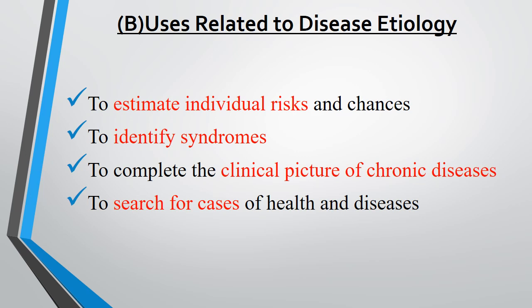Then second is uses related to disease etiology. What are all the uses related to disease causes, disease etiology? First one is to estimate the individual risk and chances. We can find out the risk factors of individuals who are prone to get those diseases. And second is to identify syndromes. We can identify the syndromes, we can identify the chronic disease, and we can search for the causes of health and disease. So this is about the uses related to disease etiology.